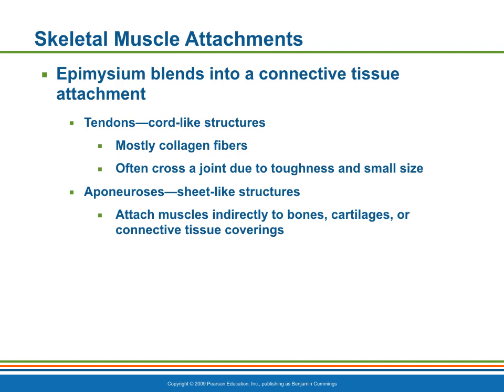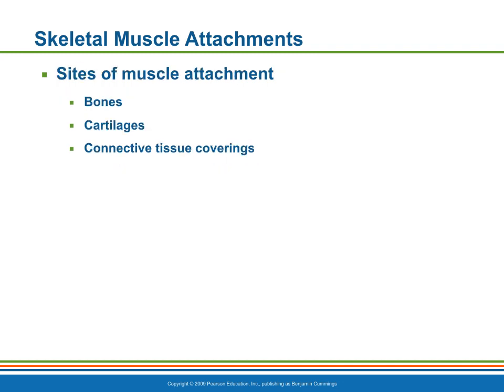The epimysia blend either into strong cord-like tendons or into sheet-like aponeuroses, which attach muscles indirectly to bones, cartilages, or connective tissue coverings.